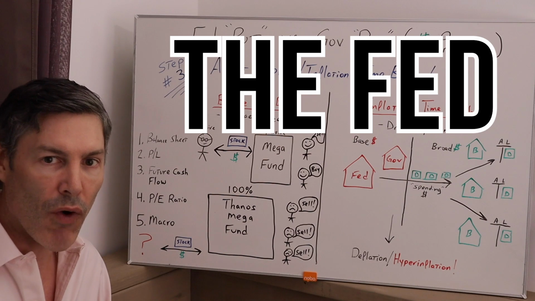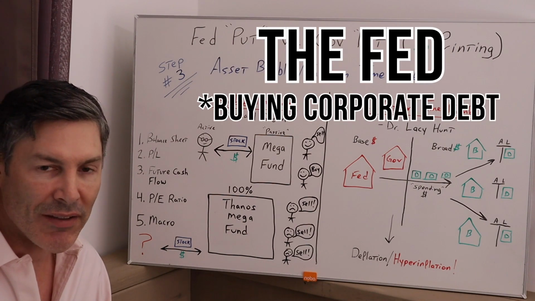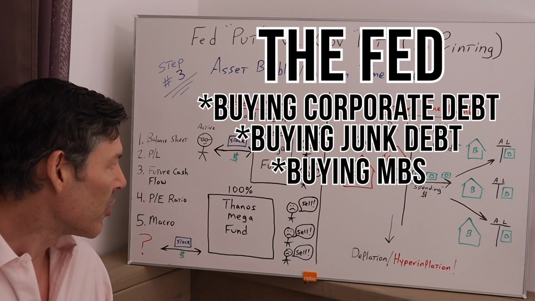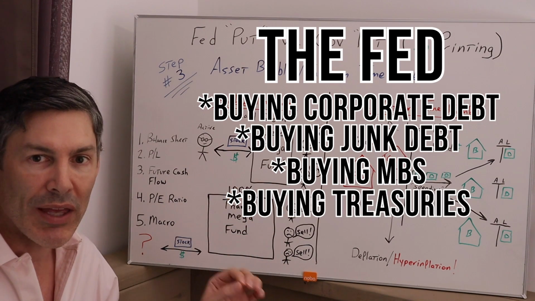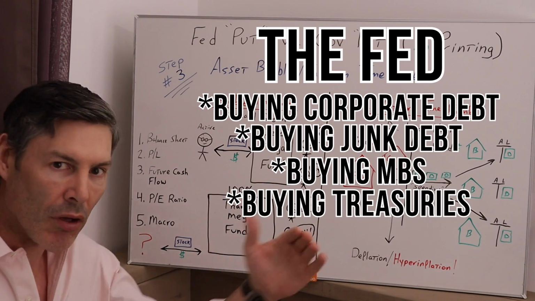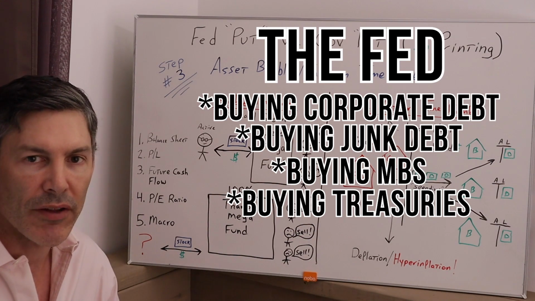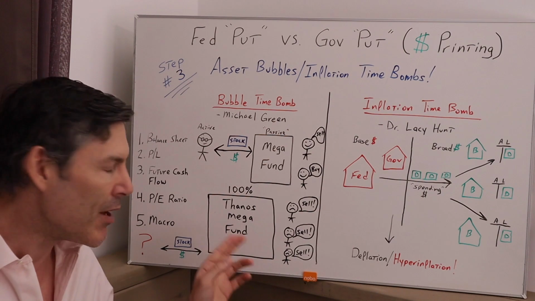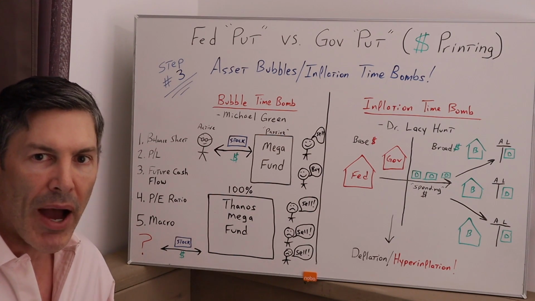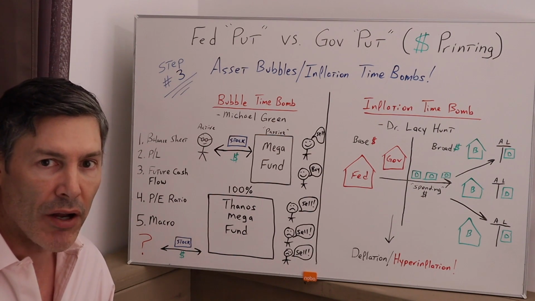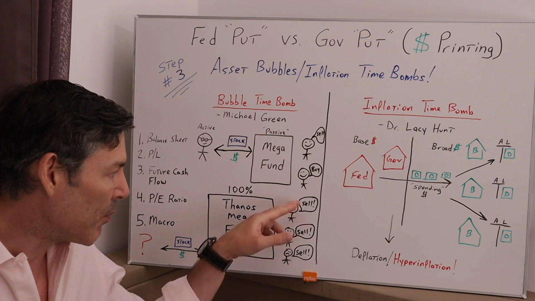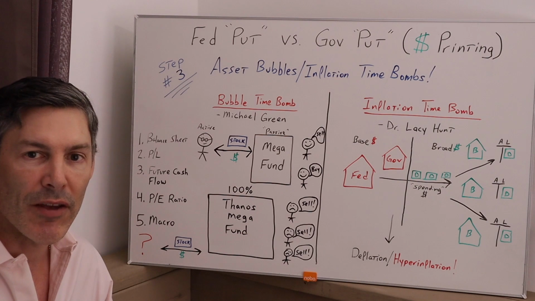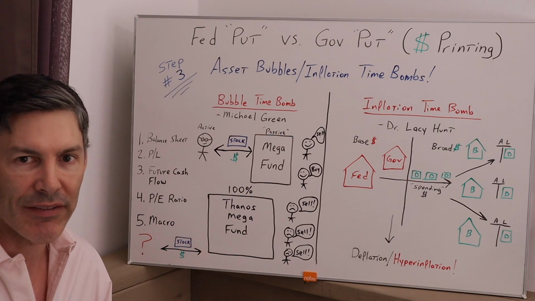And as you know, right now, they're buying corporate debt, they're buying junk debt, they're buying mortgage-backed securities, they're buying treasuries like they're going out of style. All of these assets are going onto the Fed's balance sheet. So what happens in the future when the Fed becomes the only buyer or potential buyer of stocks when the people that are in the Thanos mega fund want to sell? The Fed ends up owning all the assets.